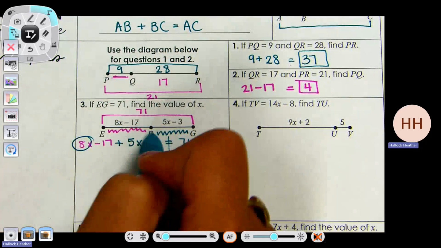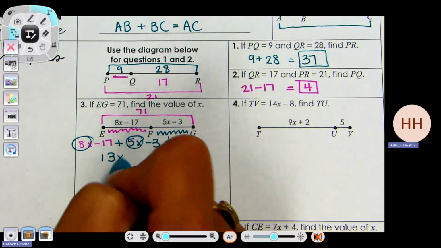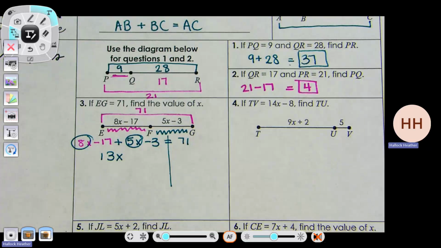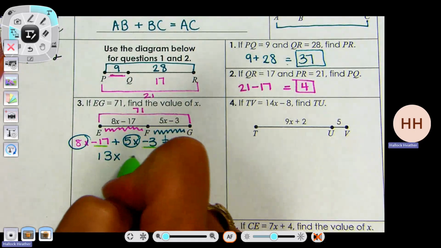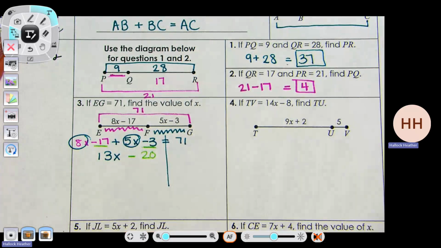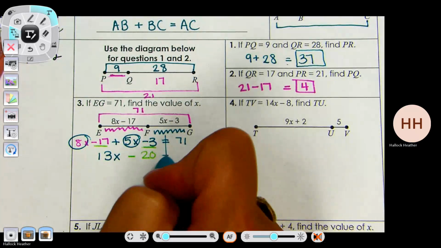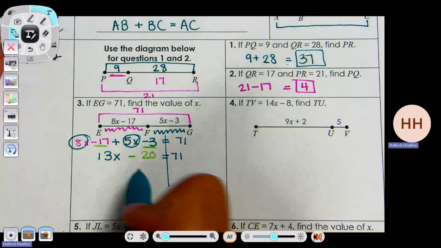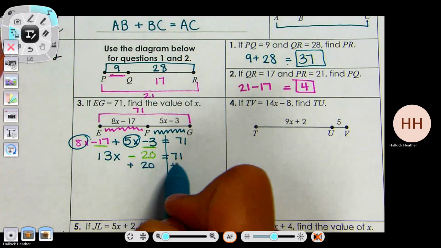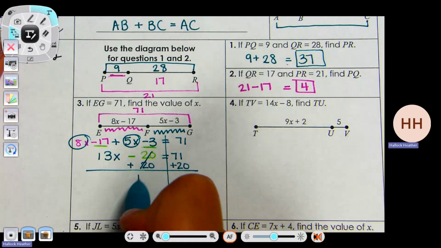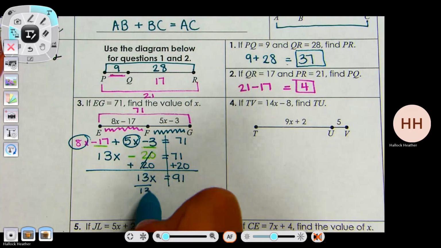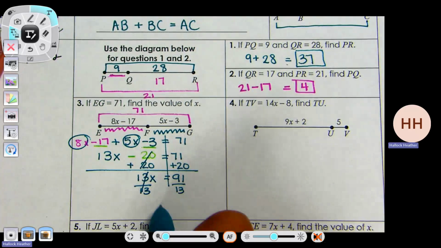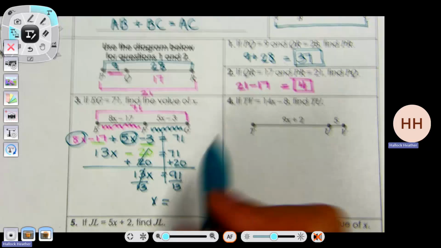I combine 8x and 5x, that makes 13x. And then I'm going to combine my other numbers as well, which is negative 17 and negative 3. Those will come together to make negative 20 because you're adding that. And then I solve this 2-step equation. So I'm going to add the 20 to get rid of it. So 13x equals 91. Last step is to divide. So x equals 7.